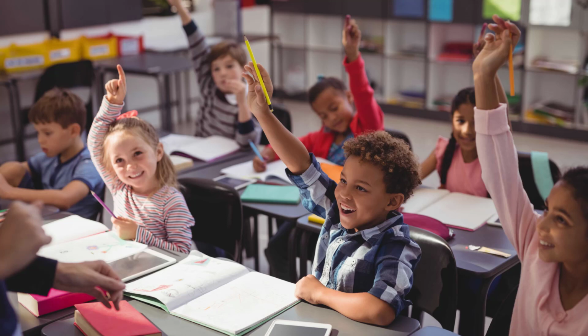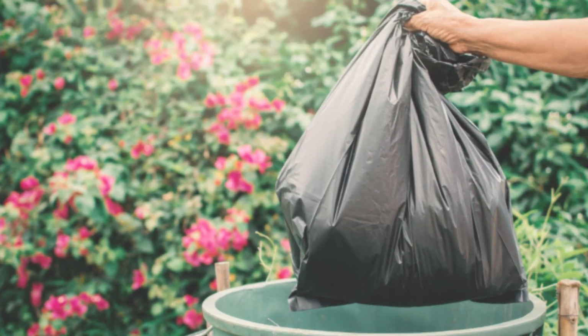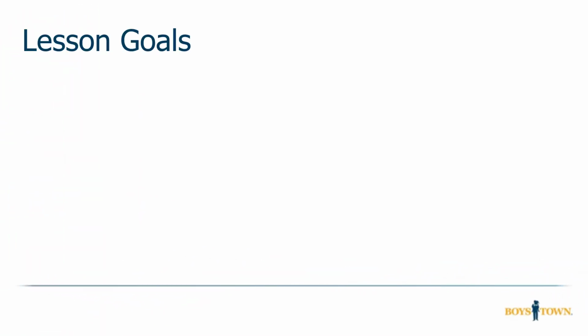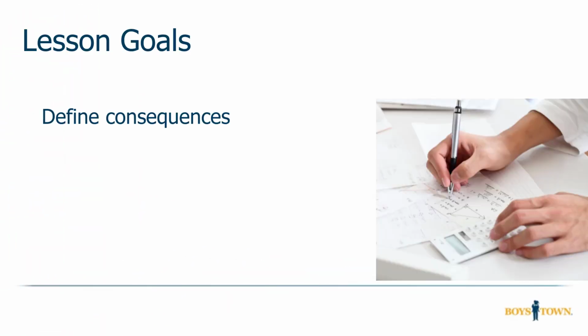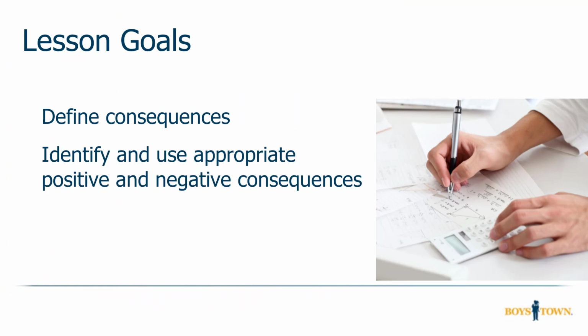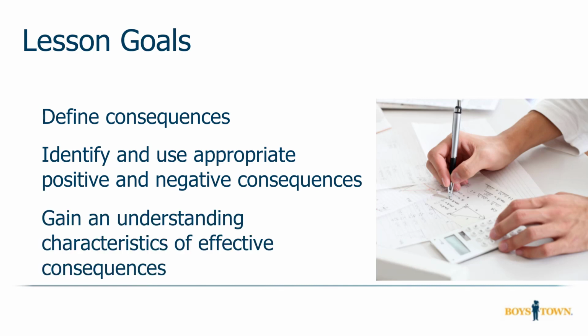Considering appropriate consequences ahead of time can help us avoid using consequences that aren't realistic, like your toys are all going in the trash, or too difficult to follow through with, like you're grounded for a year. The goal of this lesson is to define consequences, to identify and use appropriate positive and negative consequences, and to gain an understanding of the characteristics of effective consequences.